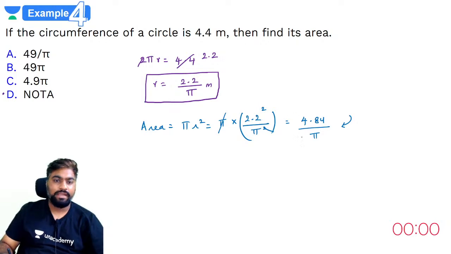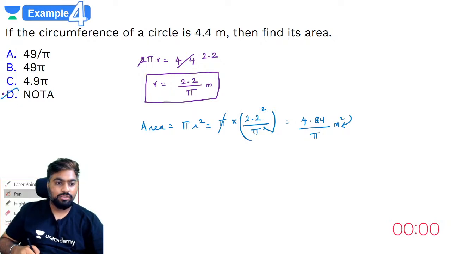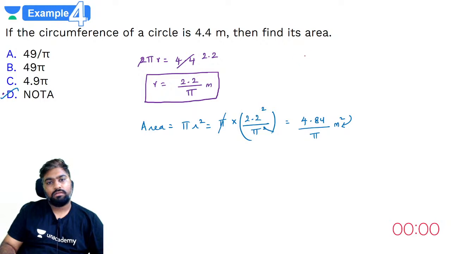If you write it this way, you will get 4.84 pi meter square, which is none of the above. You can also write this. You can also write this as, here, r, the radius, is 22 by 7 times 2.2. Correct? This is 1/10. So your radius is 7 by 10 meters.